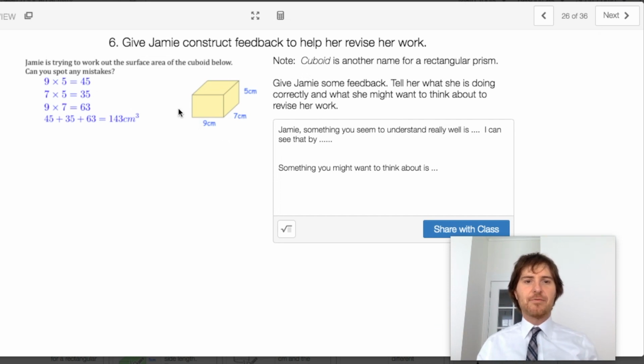Well, here, 9 times 5, I agree, that's 45. 7 times 5, well, that's 35. 9 times 7, well, no! Wait. No, 9 times 7 is down there. That's right. Top, bottom is that. So she's got to double it. She didn't double it. She just found that plus that plus that.